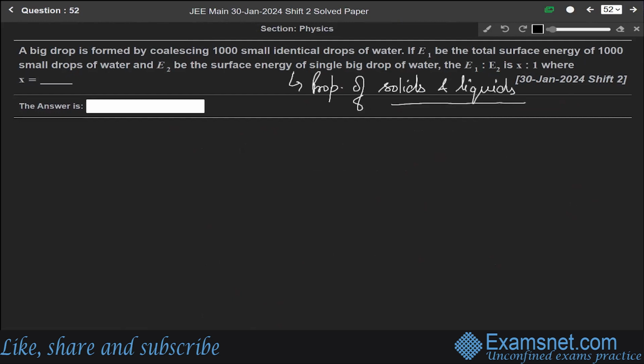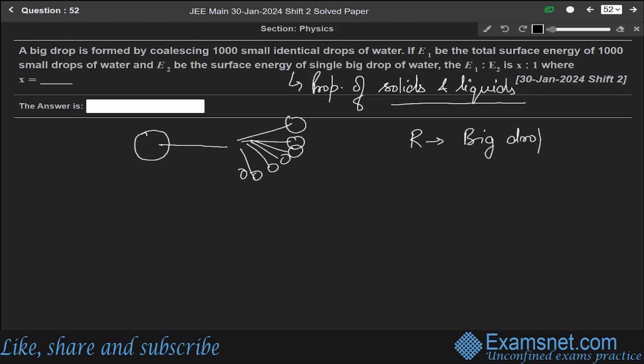According to this question, there is a big drop, and from this big drop, thousands of identical small drops are forming. Let us say capital R is the radius of the big drop, and small r is the radius of the thousands of small drops.